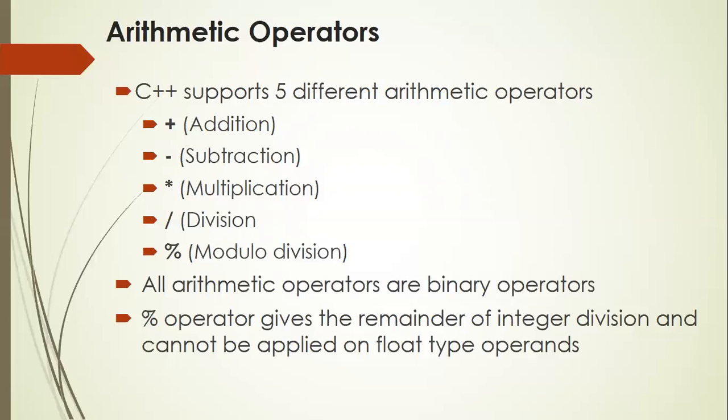That is generally used to take the remainder when one integer operand is divided by another integer operand. All the 5 arithmetic operators come under the category of binary operator. That means in order to use any of these 5 operators, we require 2 operands. The percentage operator has a special property, that is it can be applied only for int type operands. Percentage operator cannot be applied for float operands, and it gives you the remainder of integer division.